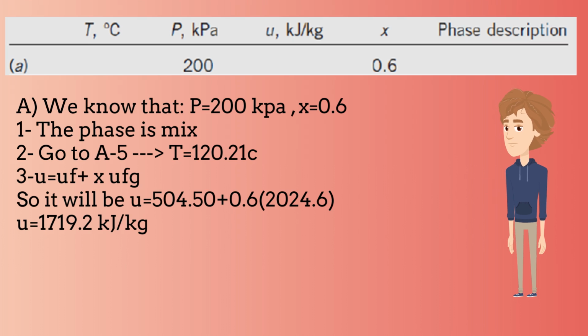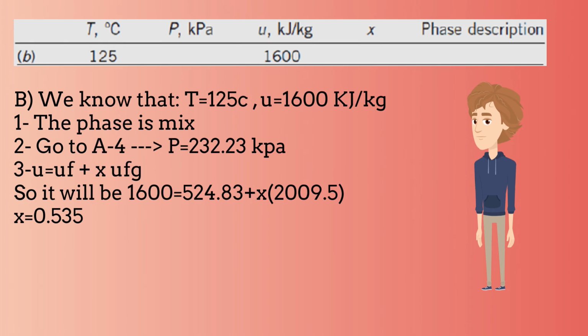At 200 kilopascal, we will find uf and ufg from table A5. uf is equal to 504.50 and ufg is equal to 2024.6, and we can use them as follows. u is equal to 504.50 plus 0.6 times 2024.6, which is equal to 1719.2 kilojoule per kilogram.